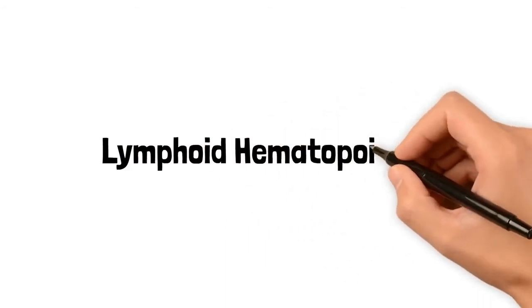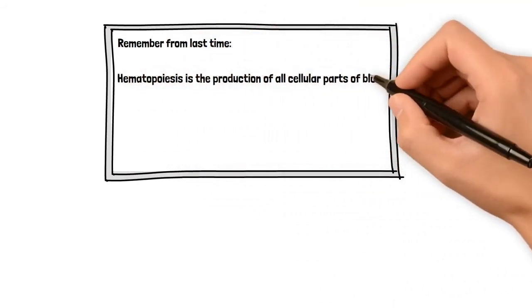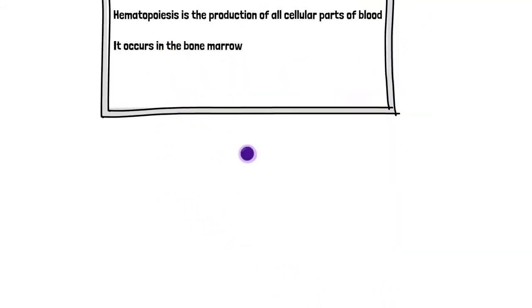This video is on the lymphoid pathway of hematopoiesis. Hematopoiesis is the production of all the cellular elements in blood. This occurs in the bone marrow. Hematopoiesis starts with a stem cell, an HSC.